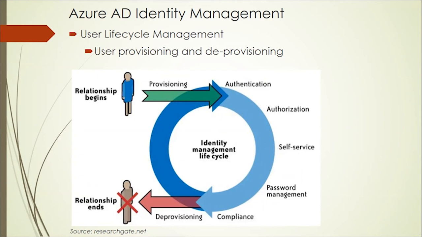If you have 10 staff, you can enter them manually, but if you have thousands of people, it will be hard. So that is something called user lifecycle management in the identity field. It's how, when a user is onboarded to your company, you provision the information to Azure AD, so you can use that to do single sign-on. And of course, when the user leaves your company, what you need to do to de-permission them out of your Azure AD.